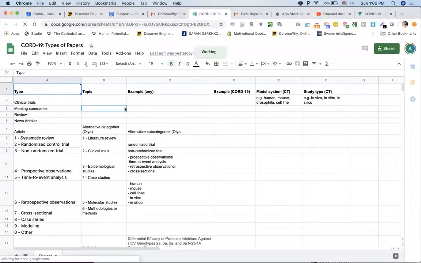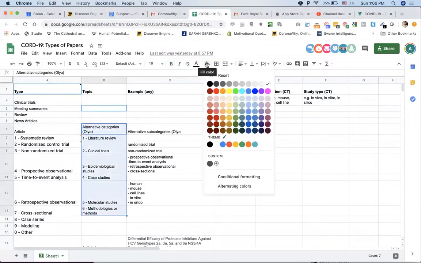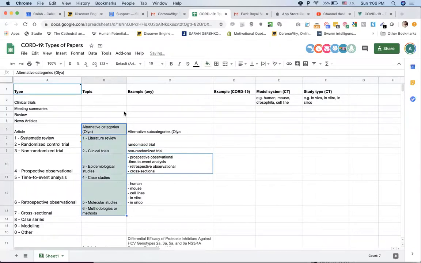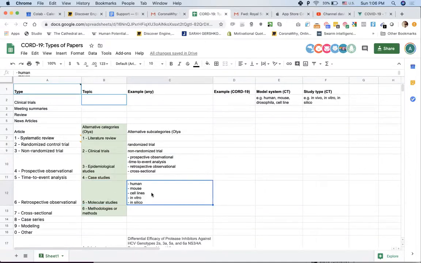Essentially the piece that Ola added, let me highlight that in green here, was a simplification of different things, going more high level versus going deeper into epidemiology or specifically clinical trial stuff. And there are some things that she added as additional things, for example, for molecular studies, things like model system and study type.